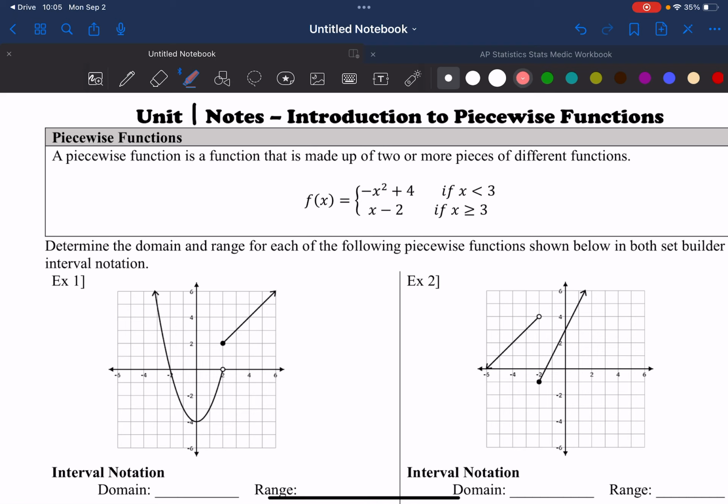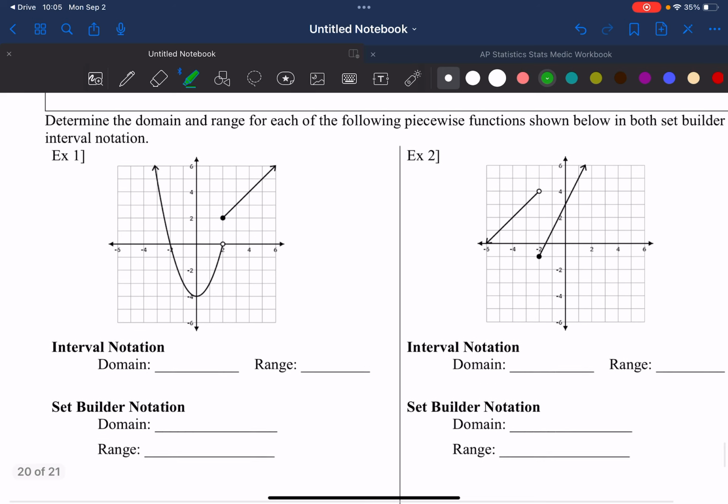So this piecewise function consists of two expressions. We have the first expression here that is a quadratic, and then the second expression here, which is linear. What we're going to do for each of these is find the domain and range in both interval and set builder notation. So looking at number 1, we are looking at the domain, so left to right.